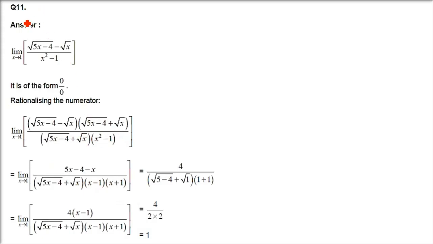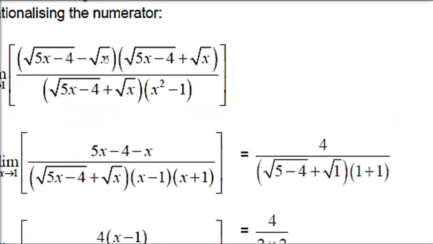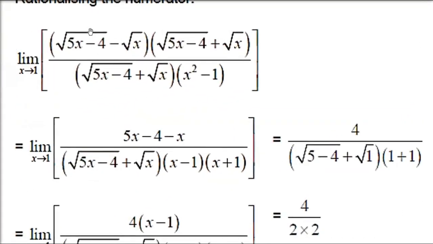Question number 11 here. So you have limit x tends to 1 under root 5x minus 4 minus under root x by x square minus 1. So numerator, of course, rationalize. And if we put x as 1, you are going to get 0 by 0. So let's just rationalize it. We multiply it by the plus. So by the a square minus b square formula, it will be 5x minus 4 minus x. So 5x minus x is 4x, 4x minus 4.